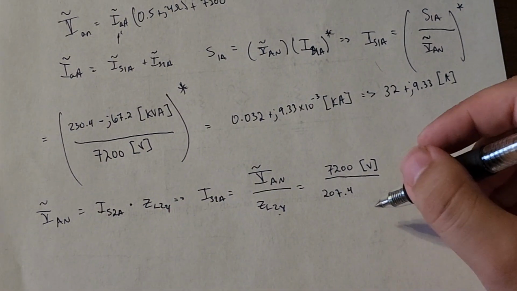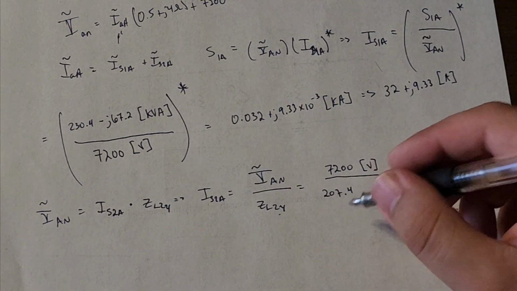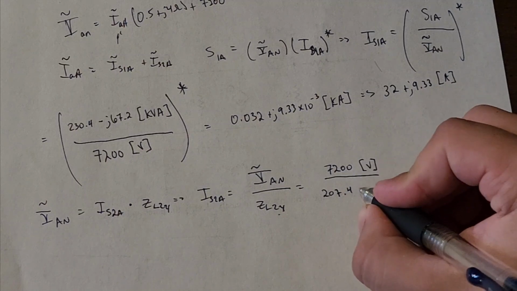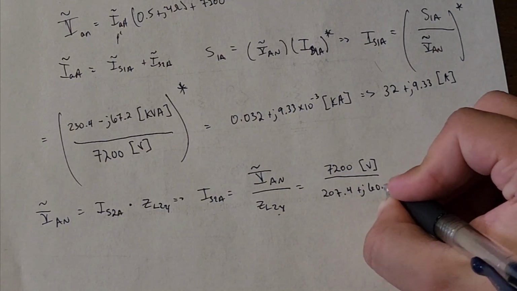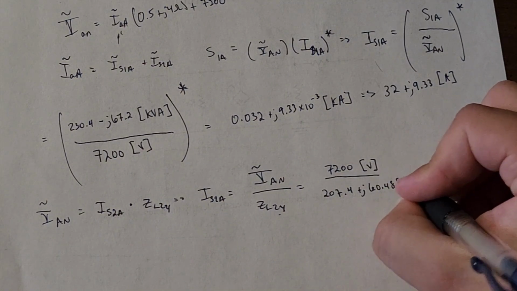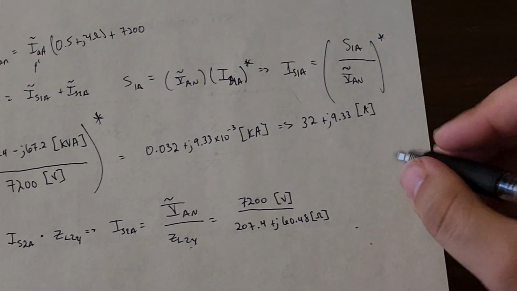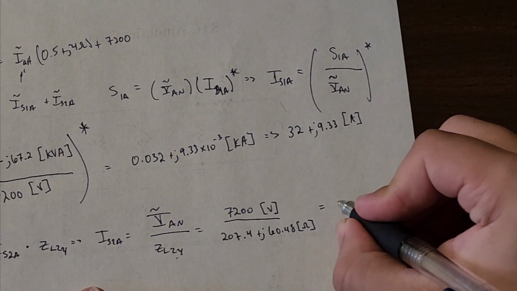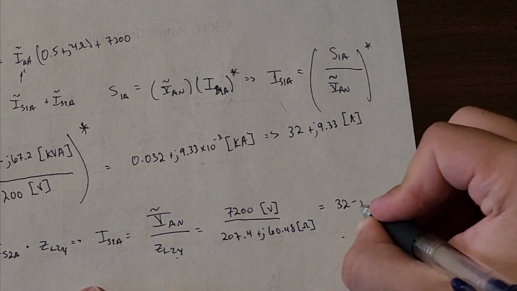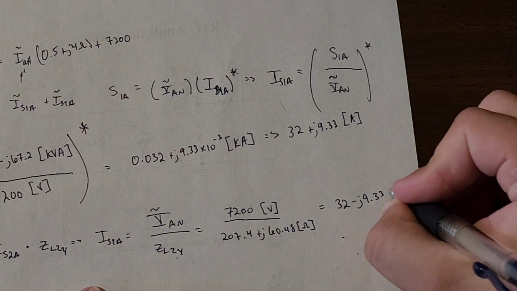We have to be careful because before we had it in delta, and we want it to be in Y in this case because we're in the A phase. Plus j60.48, and this is in ohms. Volts divided by ohms gets us amps. And now we're left with 32 minus j9.33 amps.